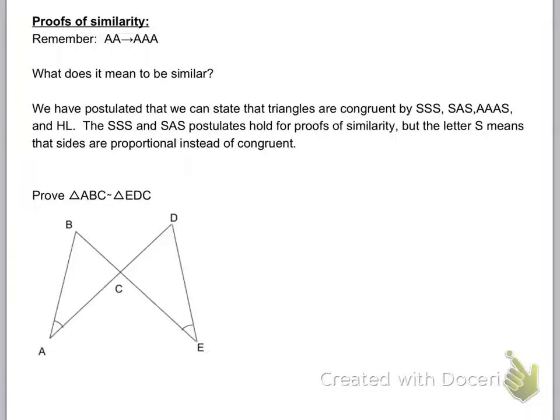You guys should know this. AA, arrow, AAA. That's angle, angle, angle. Right, but what does that mean? Two angles are the same, that means all three are. Right. If you know 2 of the angles in a triangle, by default, you know all 3. Right? Correct. Now, what does it mean to be similar again?